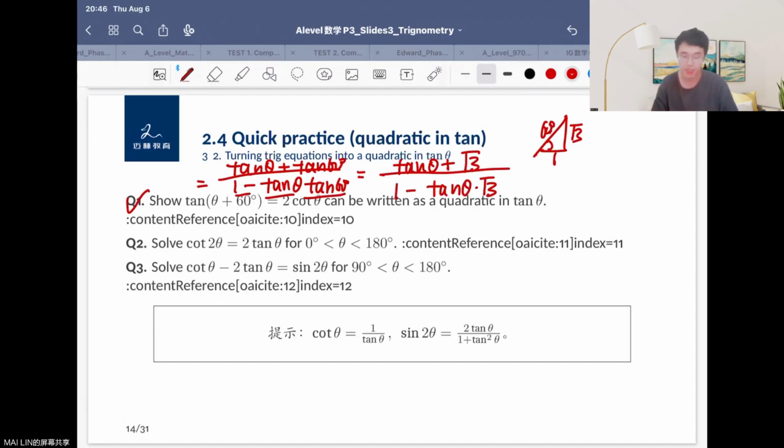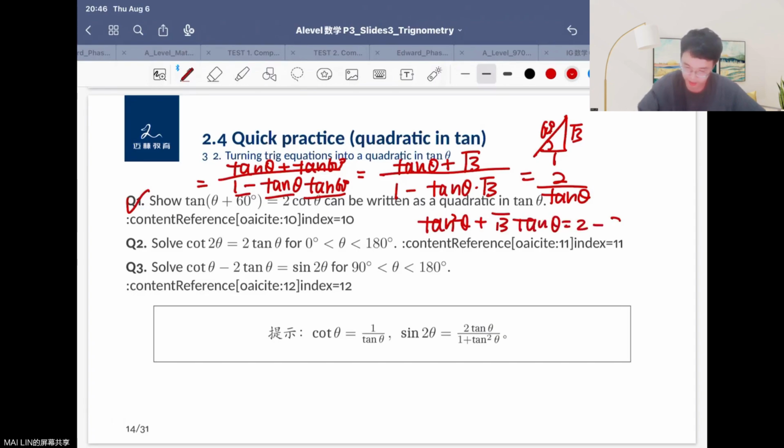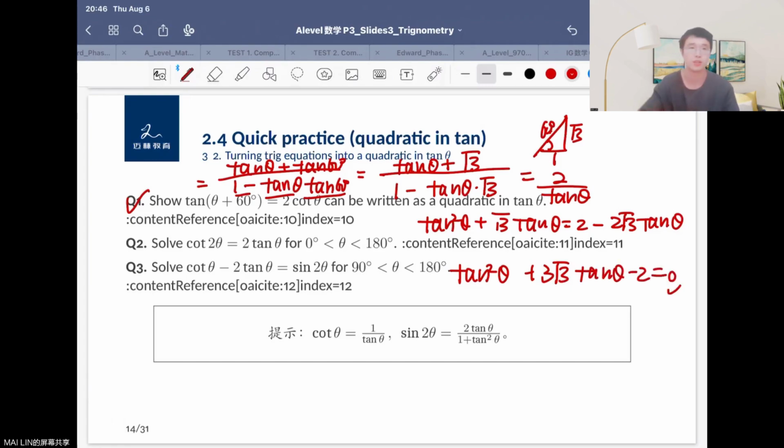Here I guess it's for 45 degrees, but no worry about that. You can simplify it, like 2 over tan theta, okay? Then you can expand it as a tan theta function. That is tan theta squared plus square root 3 tan theta equals 2 minus 2 times square root 3 tan theta, okay? Then it can be considered as tan theta squared plus 3 square root 3 tan theta minus 2 equals 0. That is for the first question, okay?